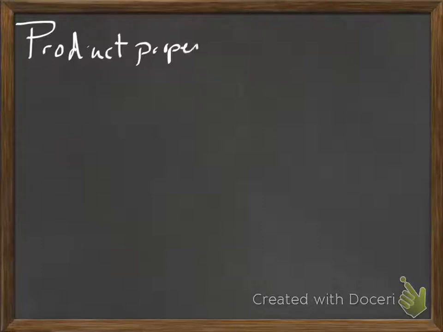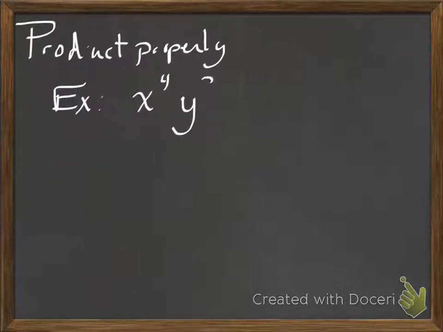So the first property we are going to look at is the product property. The example of this is if I have x to the 4th times y to the 3rd times x to the 7th. If I want to combine my variables, I am multiplying all of these.